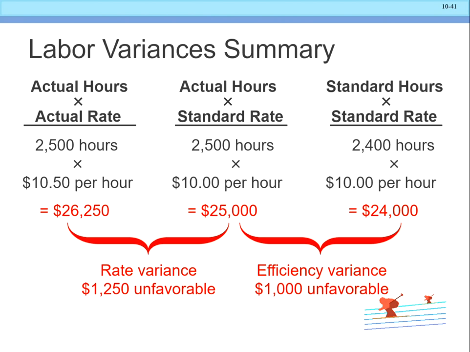So we're saying actual hours times actual rate gives us 26,250. Then actual hours at the standard rate of 10 should give us 25,000. So the difference, we paid more than we should have according to our plan by 1,250.